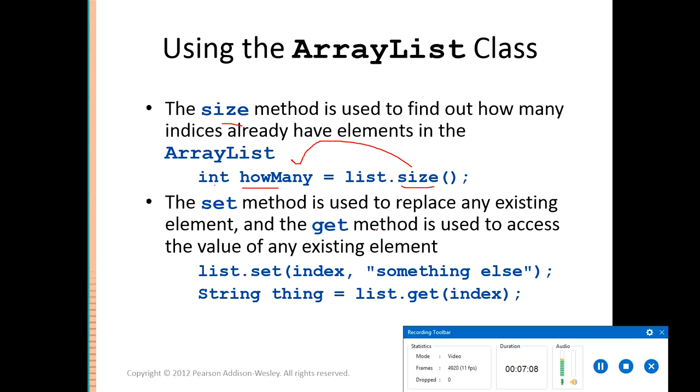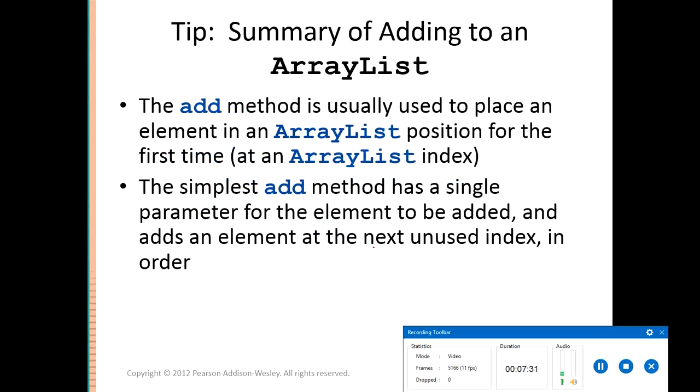Set and get methods. The set method is used to replace any existing value, and the get method is used to access the value of any existing element. So list dot set, we give over here the index and the variable we want to change, and the get method is used to retrieve a value at a particular index in the ArrayList.